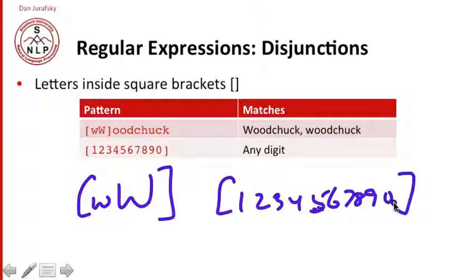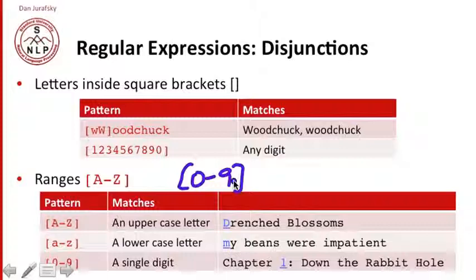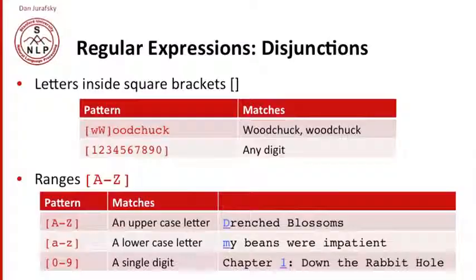Now that was kind of annoying to write. So what we'd like to do instead is have little ranges. The range 0 through 9, so square bracket 0-9, means any character inside that range. And the range A-Z means any capital letter between A and Z. So let's see how that works.